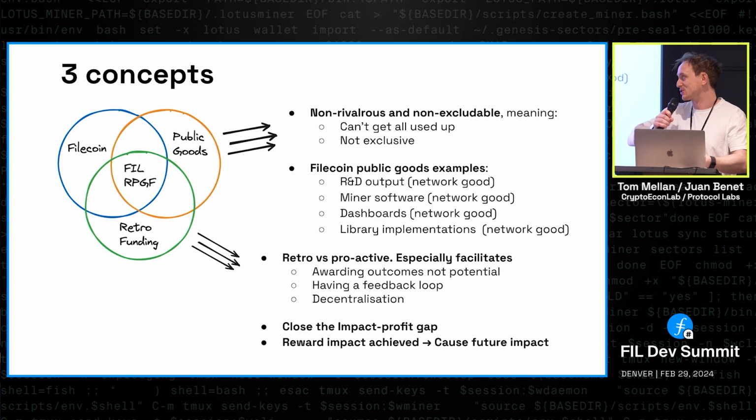We had a lot of discussion already on public goods, but it's still worth recapping. Public goods meaning non-rivalrous and non-excludable, so they can't get used up and they're not exclusive. Examples in the Filecoin network are things like research and development, the deep pipeline of R&D that Filecoin relies on, and also more practical, immediate things like the miner implementations and software, and the dashboards that I use every day. I don't pay for this, so this is effectively a public good. So those are the key Filecoin public goods, which are super important for everybody in the ecosystem.